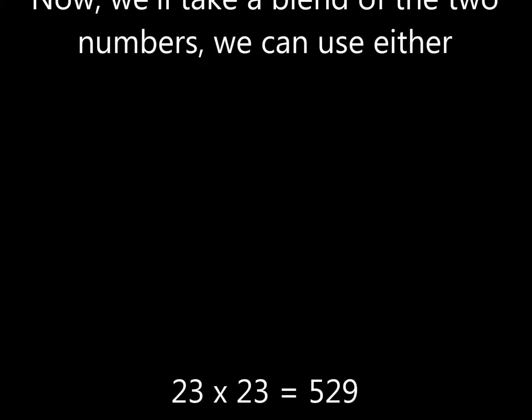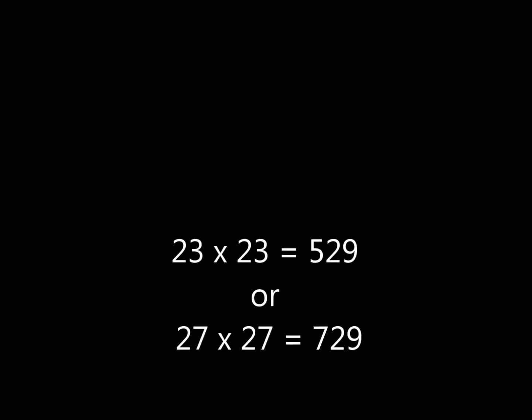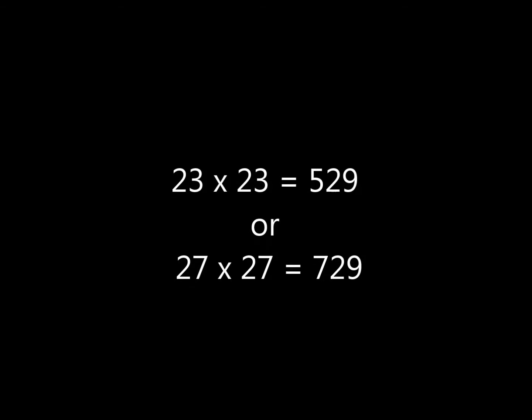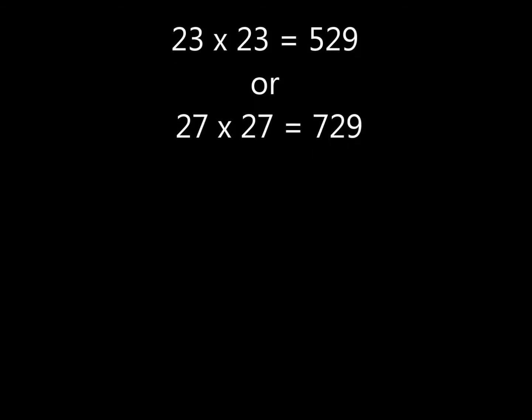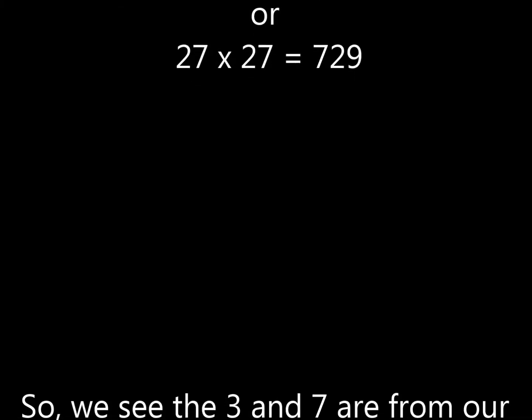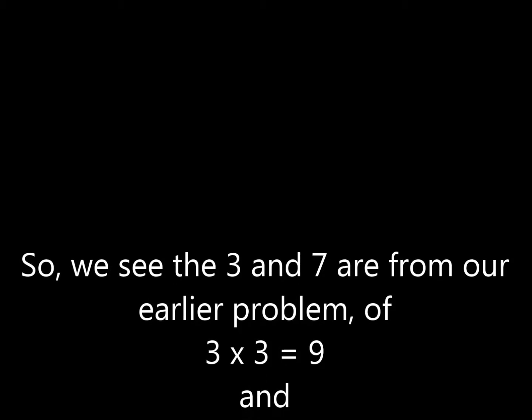So we see the 3 and the 7 are from our earlier problem of 3 times 3 equals 9, and 7 times 7 is 49. So I hope that makes sense for you. Okay, so the answer to those two result in the answer ending in 9. So this is sort of the foundation for our calculation. And here we have the successful answer to our problem. The square root of 729 is 27.